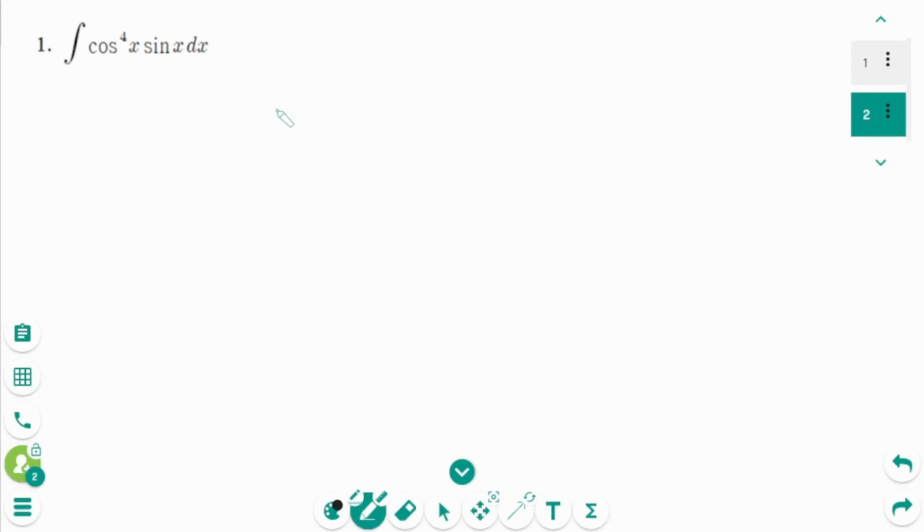Question 1. If the power of sine is odd, but it is 1 as it is now, there is no need to save the sine separately. Use u substitution. Let u equal cosine of x. Then differentiate each side: du equals minus sine x dx. Then multiply by minus 1 on each side: minus du equals sine x dx.